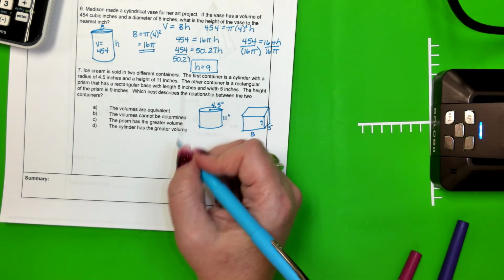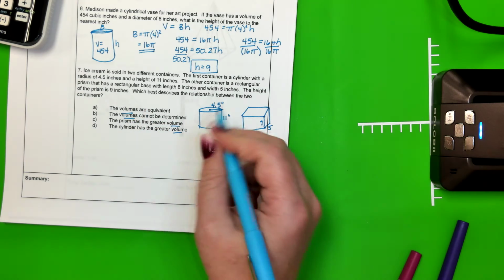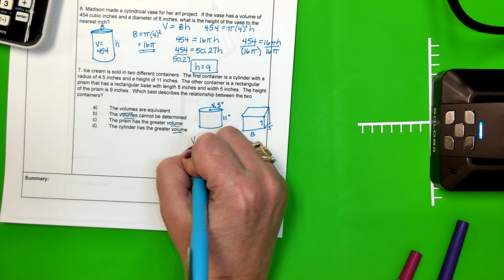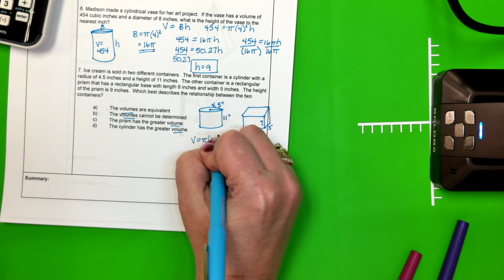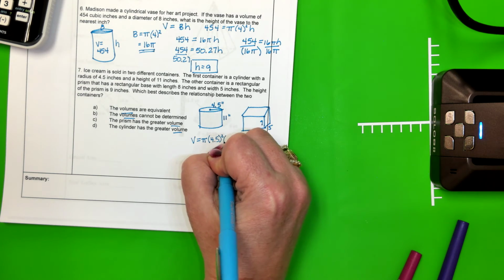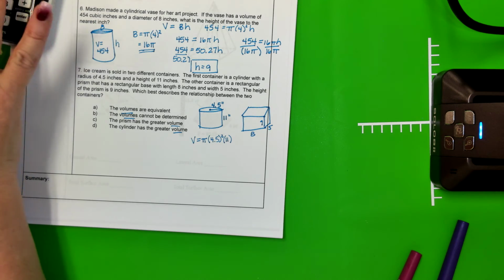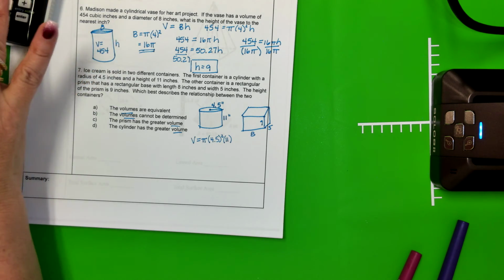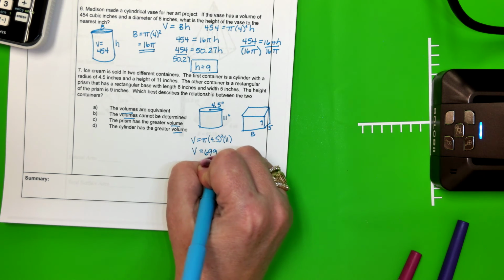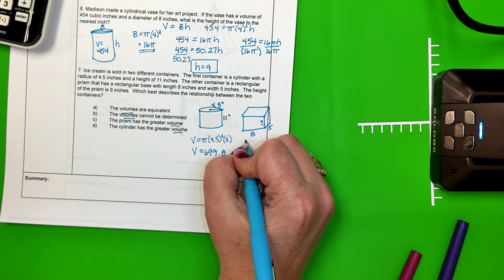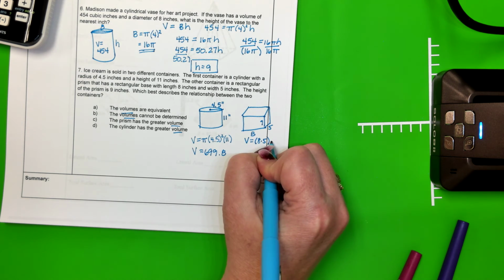Well, the relationship between the two containers is all about volume, so let's check our volumes. Volume is equal to the area of the base, pi r squared, times h. So if we type that in, we get pi times 4.5 squared times 11, and we get that the volume is 699.8.